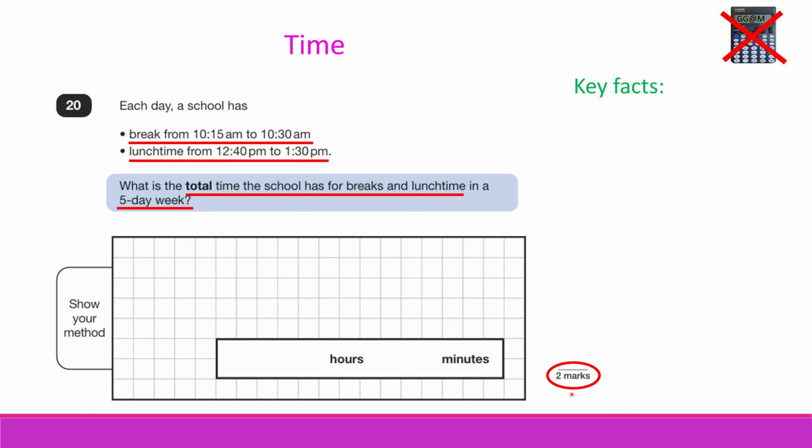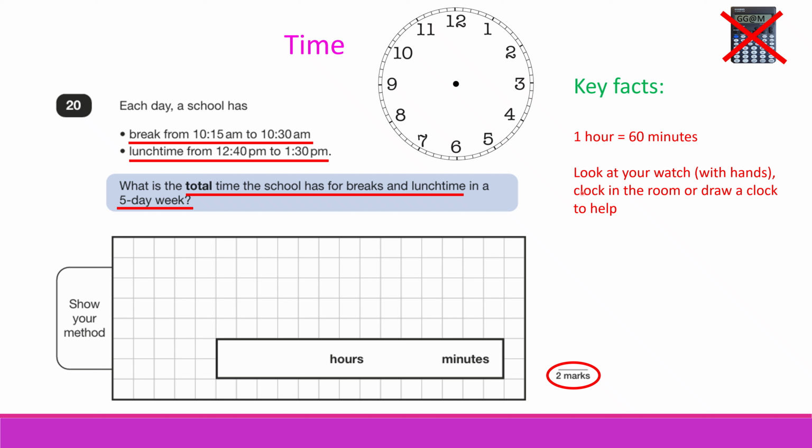So your key facts to help you. You need to remember in 1 hour you have got 60 minutes. Now, whenever you've got a question to do with time, either look at your watch and make sure you've got an analog clock like this with the numbers on it going round, or there might be a clock in the room, or draw yourself a little clock like this if you struggle to work out how many minutes there are and what is going on with time. So using a clock like this will help you. So draw one out if you need to.